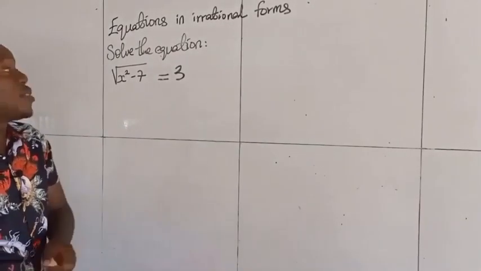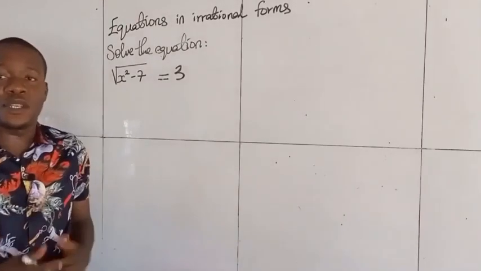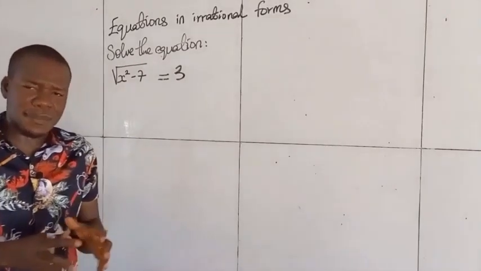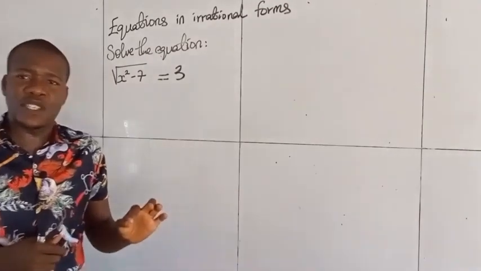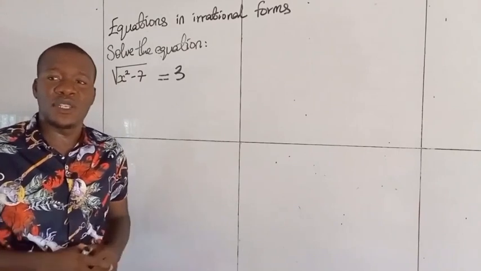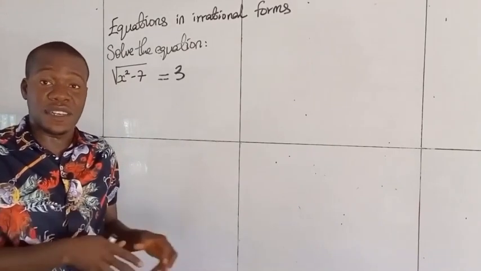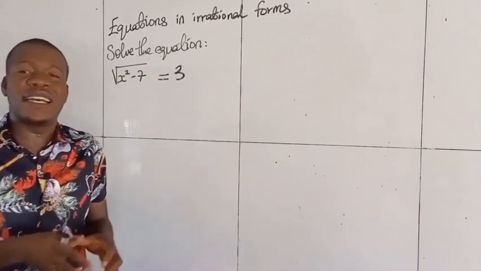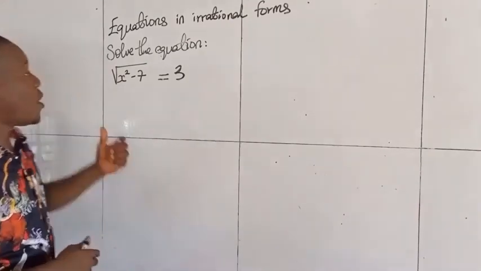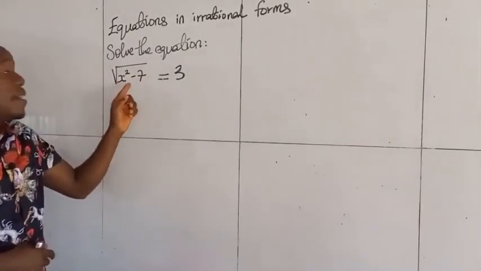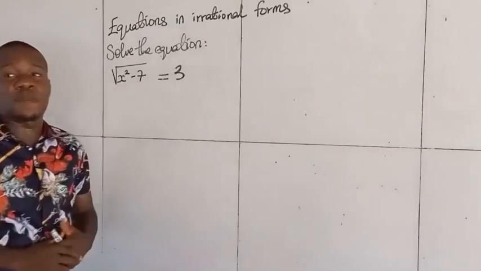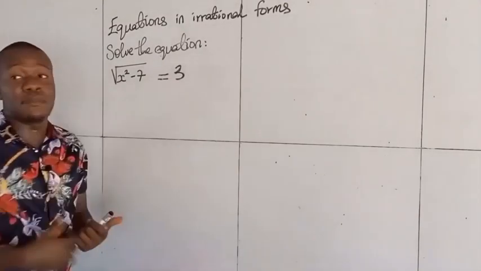Welcome. So today we want to look at equations in irrational forms. The first point I want you to note very clearly is that in any mathematical equation, there is always the presence of an unknown denoted by any letter of the alphabet. And to solve an equation means we are looking for the numerical value of the unknown. This means that we want to find out which number the letter is representing. So for what we have here, we have square root of x squared minus 7 equal to 3. So we are looking for the number that x is representing so that this mathematical statement becomes true.